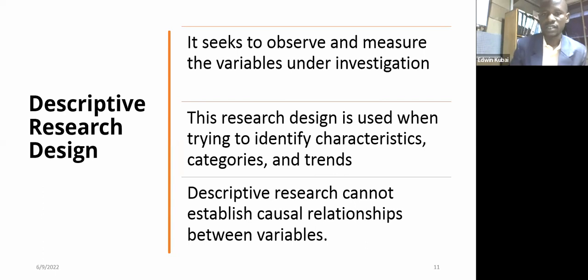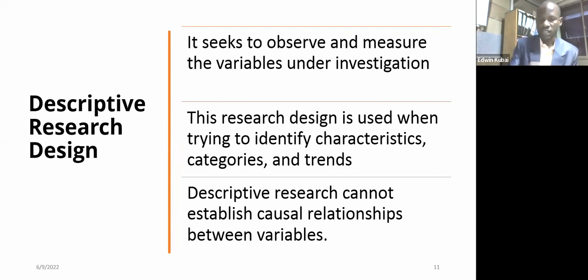This research design is used when trying to identify characteristics, categories or trends. So you are just trying to find out what the characteristics are, what is coming out, what the categories are, what the trend is, what is happening in the population and so on. You just identify variables and what is happening in them. What is the trend? What are the behaviors? How are they behaving? That is descriptive. So it cannot establish causal relationships between the variables.